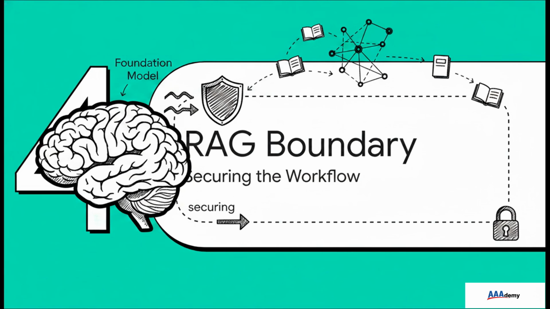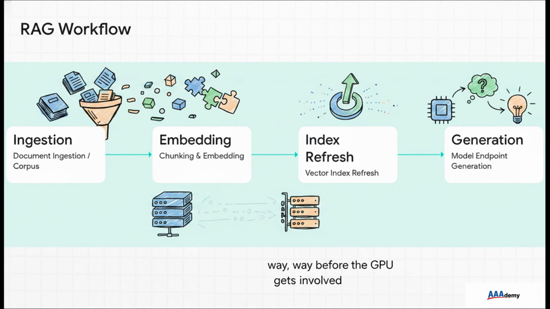Let's pivot over to phase 4, securing the RAG boundary. Let's shift our focus to generative AI for a minute and see how this builds. It is absolutely vital to isolate the foundation model itself from the surrounding retrieval system.